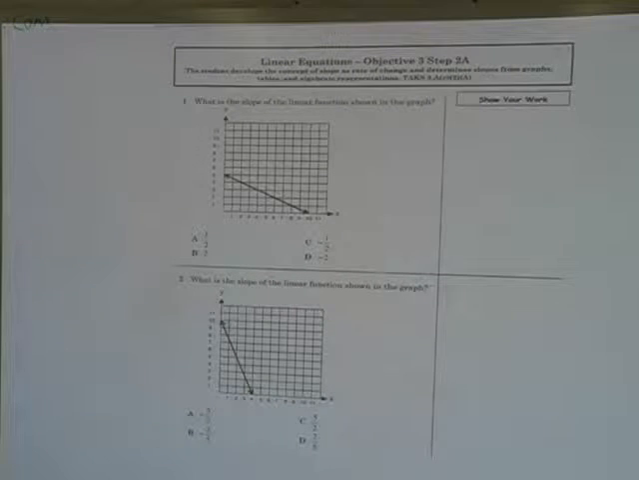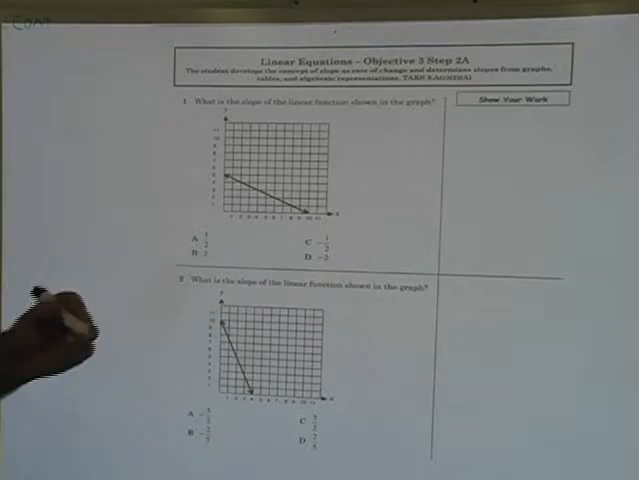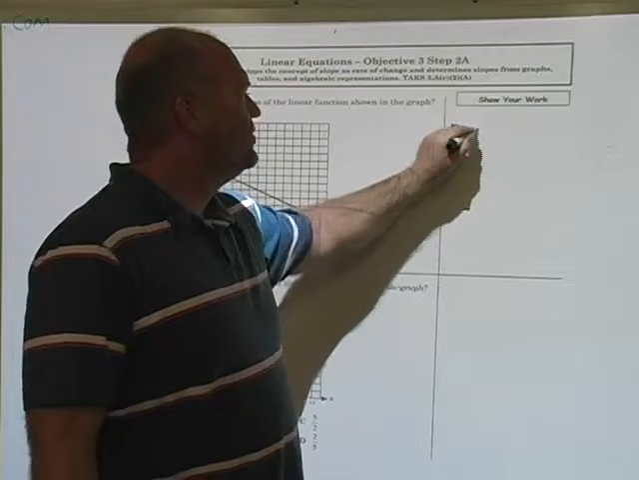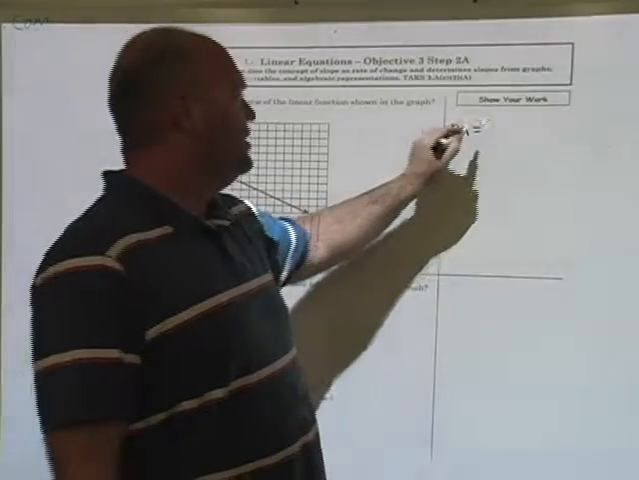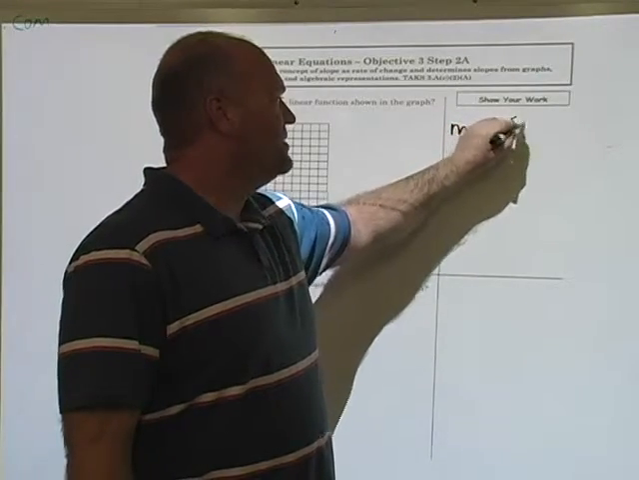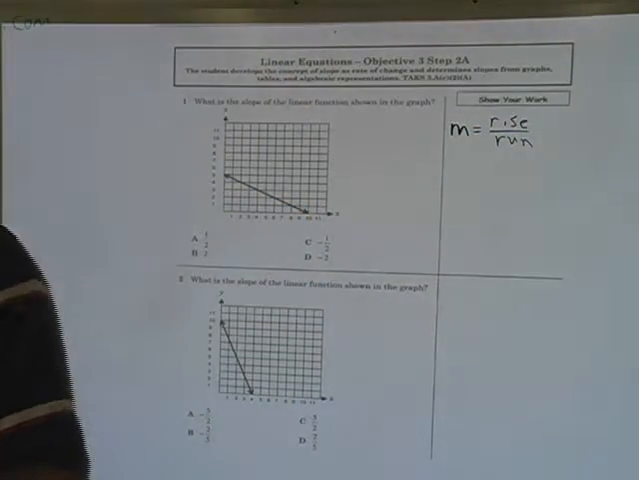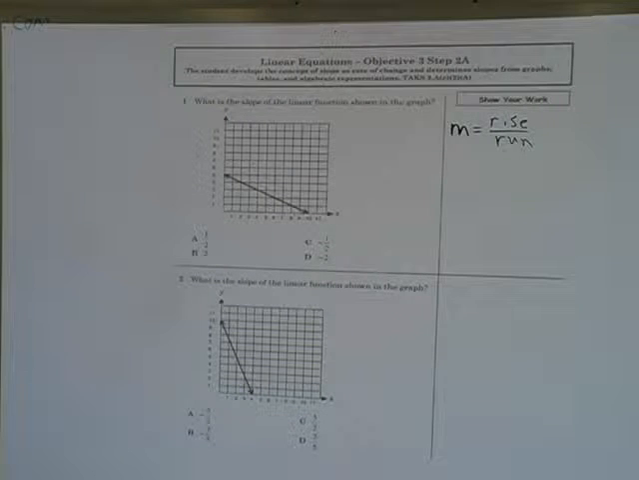Okay, what is the slope of the linear function shown in the graph? Remember, slope, we represent it by m. M equals rise over run. Just get in the habit of saying slope is rise over run. So anytime you see slope in a problem, just replace it with rise over run, and that will help you to remember what slope means and how to find it.